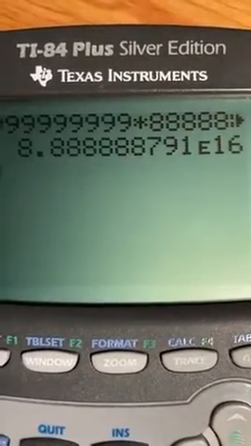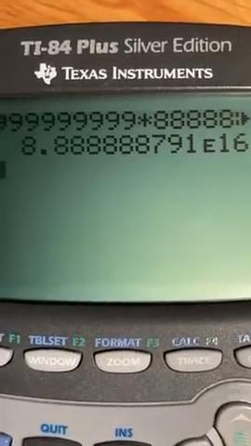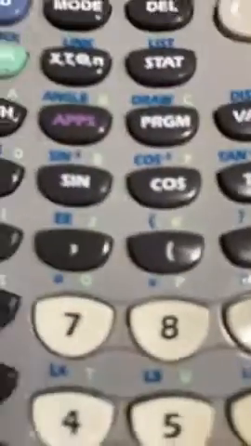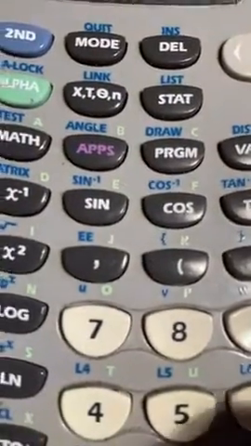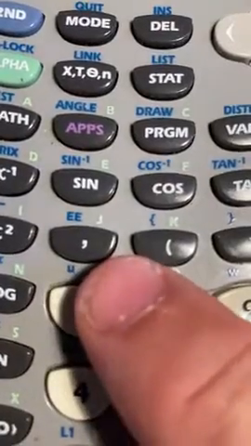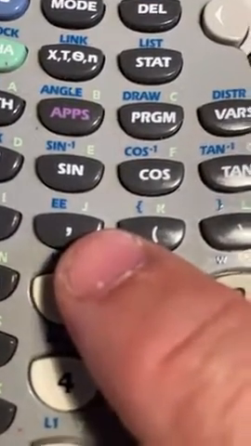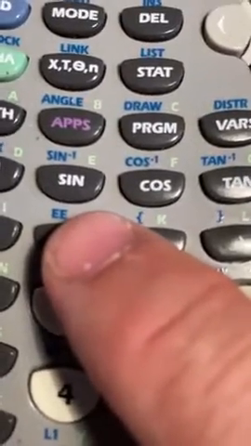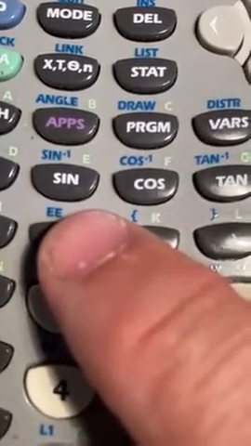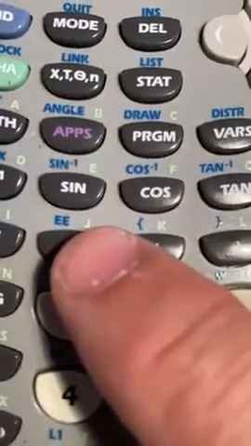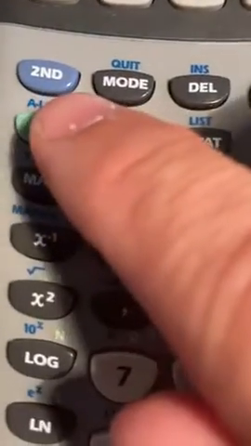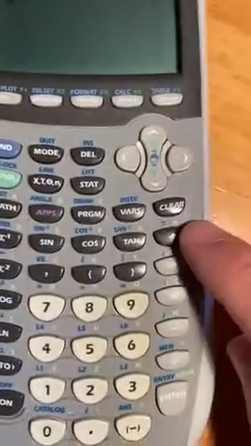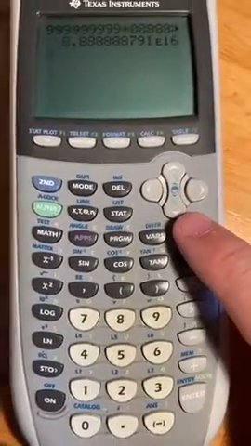But how would you get a number like this into the calculator? For that, you need to use the EE button. Now here is the EE button on top of the comma. So the comma is on the button itself, but above the button is a blue EE. Now to access the blue features, you have to first push the second button. So I'm just gonna go out a little bit here so you can see the whole thing.